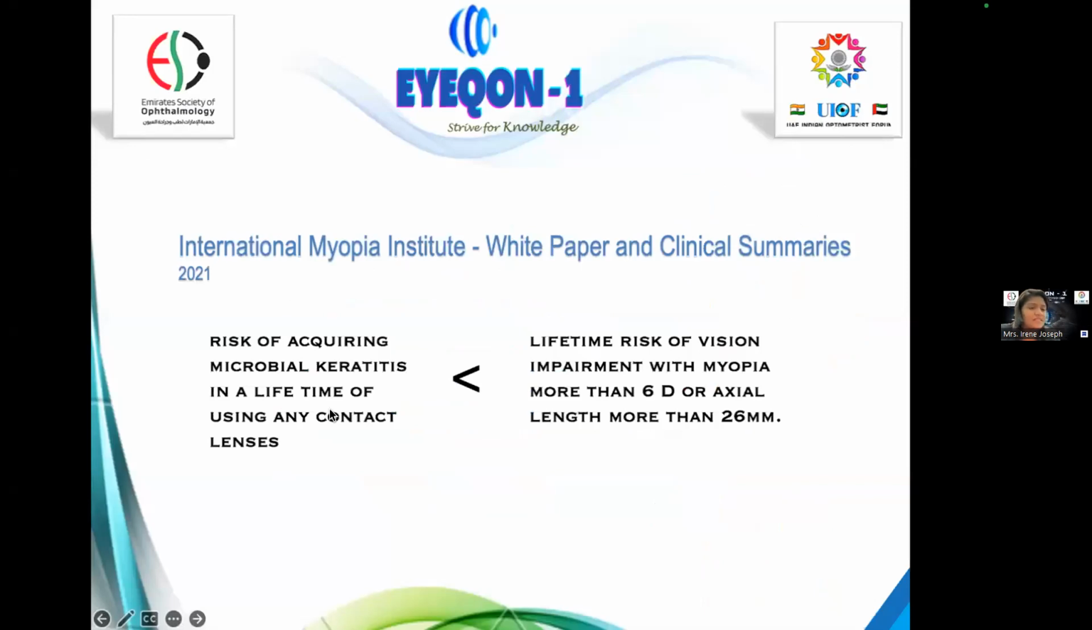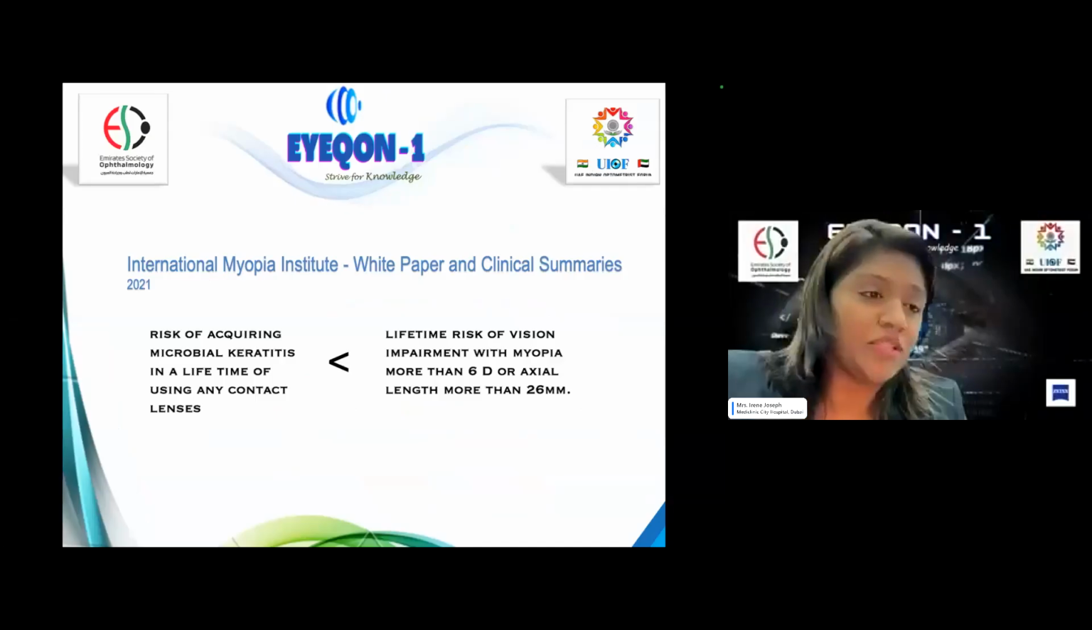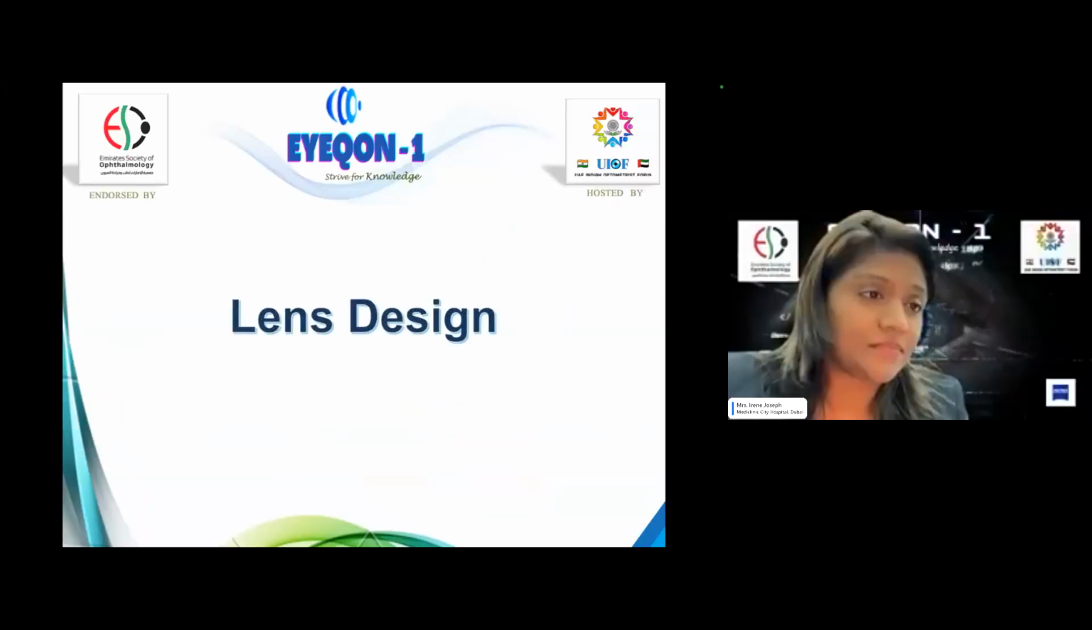And if practitioners are still wondering whether ortho-K is a suitable option, or why take the risk with lenses in children, we can see that the International Myopia Institute, which published the white papers and clinical summaries, mentions that the lifetime risk of acquiring microbial keratitis from wearing any contact lens is much lower than the lifetime risk of vision impairment with myopia of more than 6 diopters and an axial length of more than 26 millimeters.